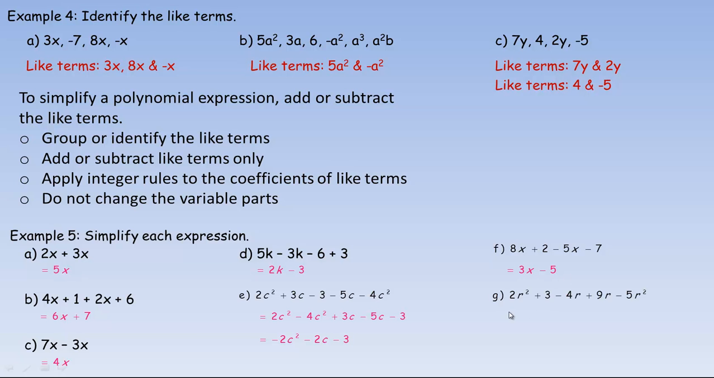And for g, I'm going to group like terms again. The 2r squared and the minus 5r squared are like terms. The negative 4r and 9r are as well. And then we have this constant on the end. So 2 minus 5 is negative 3, so we'll start with a negative 3r squared. Negative 4r and 9r add to 5r, just like negative 4 and 9 add to 5 by integer rules. So that'd be 5r, and plus the 3 in the end. And that's the end of the lesson.